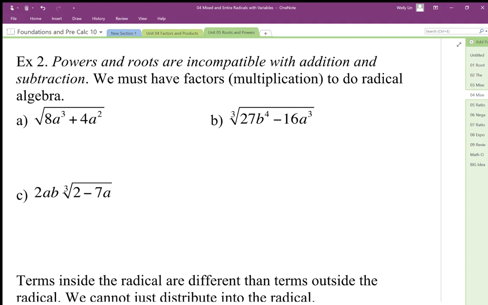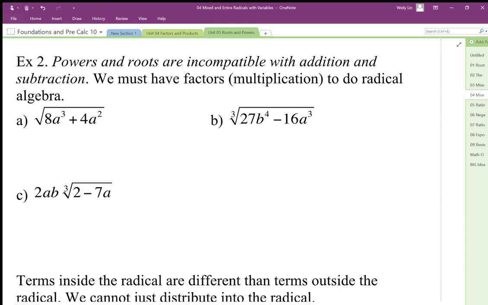So this is a really important point that I've been pointing out, is that powers and roots are incompatible with addition and subtraction. They do not mix together. Okay, so we cannot do any powers or roots until we group it into multiplication or put it into factors. So here we have a plus. Okay, we cannot square root this and we cannot square root this. It does not work. Okay, it's just not compatible.